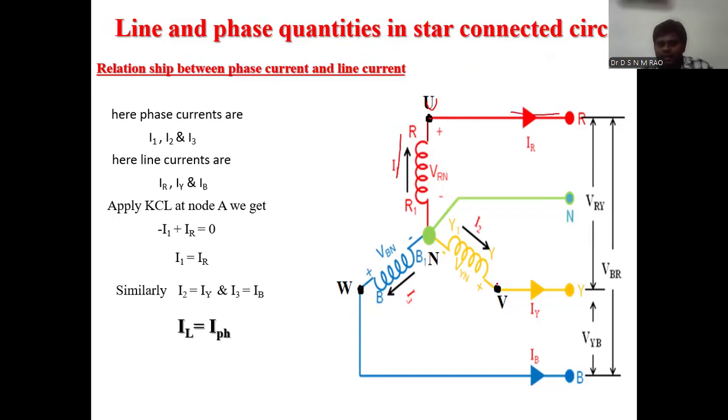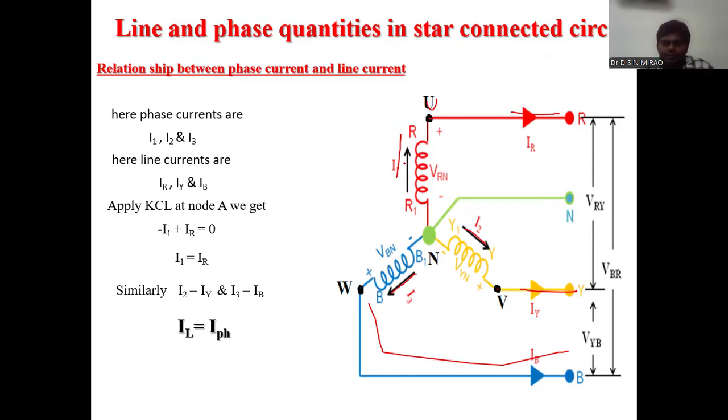Similarly, I will apply the KCL at point V. The incoming current I2 equals the outgoing current IY. Similarly, applying the KCL at point W, the incoming current I3 equals the outgoing current IB. So I1 equals IR, I2 equals IY, I3 equals IB. In this way, we define the relationship between phase current and line current.